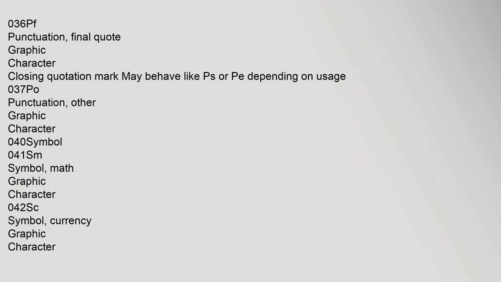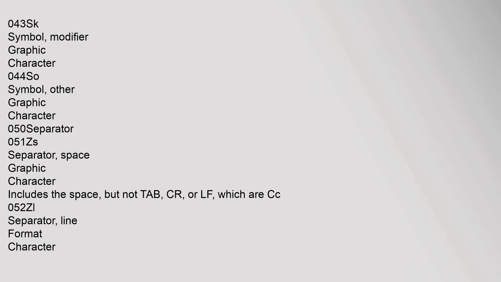036 PF punctuation, final quote graphic character: closing quotation mark, may behave like Ps or Pe depending on usage. 037 PO punctuation, other graphic character. 040 Symbol. 041 Sm symbol, math graphic character. 042 Sc symbol, currency graphic character. 043 Sk symbol, modifier graphic character. 044 So symbol, other graphic character. 050 Separator. 051 Zs separator, space graphic character.